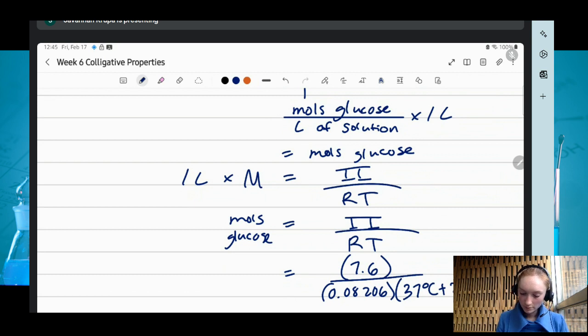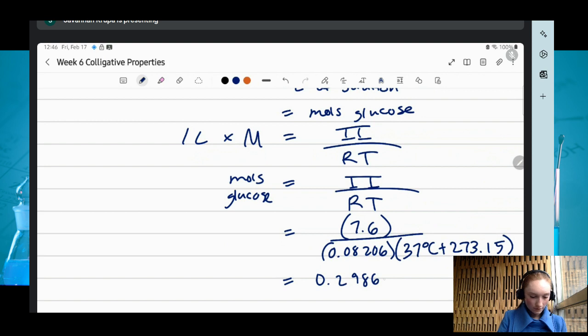And so once we multiply all that out, let me calculate it. So 7.6 divided by 0.08206 times 37 plus 273.15. We'll get a value of 0.298614089 moles of glucose.